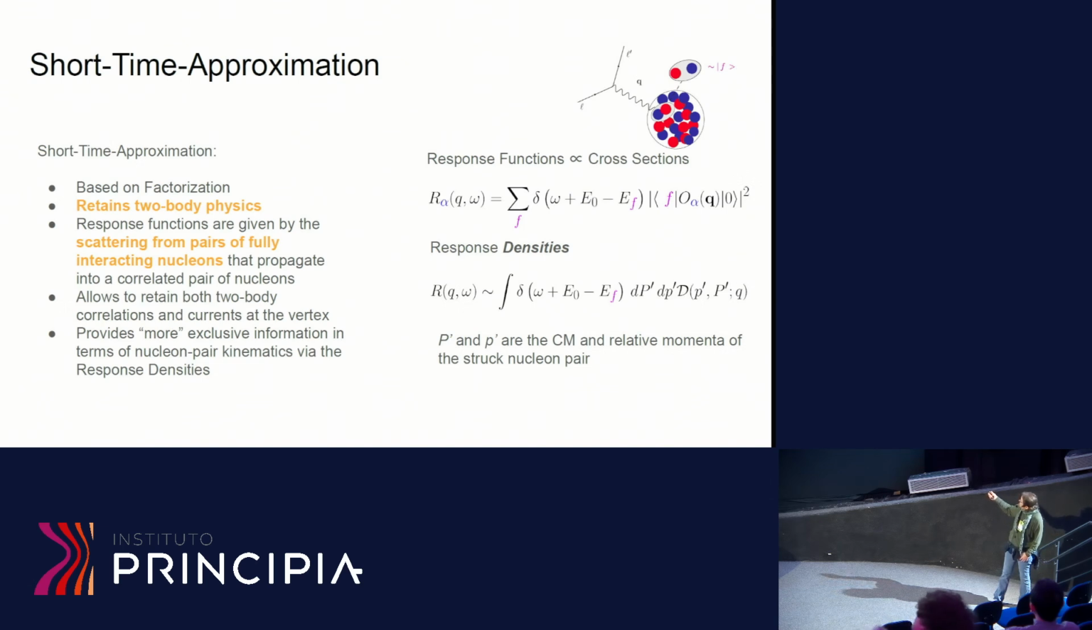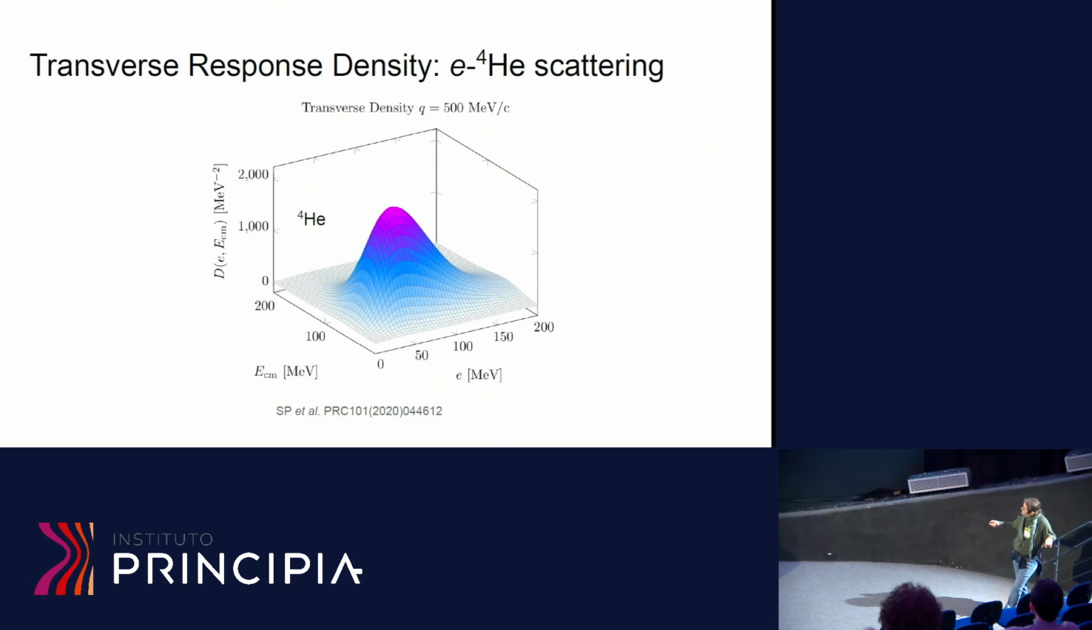Additionally, there is the appearance of this quantity, which we named the response density, an object that depends on the relative and center-of-mass momenta of the pair that is participating in the scattering process. And if you integrate back over the relative and the center-of-mass momenta, you recover the response function. But this object, in a sense, gives you more information about this pseudo final state, the two-nucleon final state. And so you can plot, this is scattering from helium-4, the momentum transfer is 500 MeV/c, this is the relative energy of the pair and the center-of-mass energy of the pair. This structure here that increases the tail is again induced by the tensor of the two-nucleon dynamics.